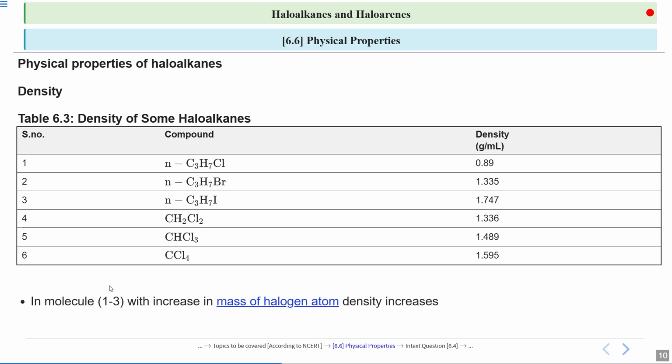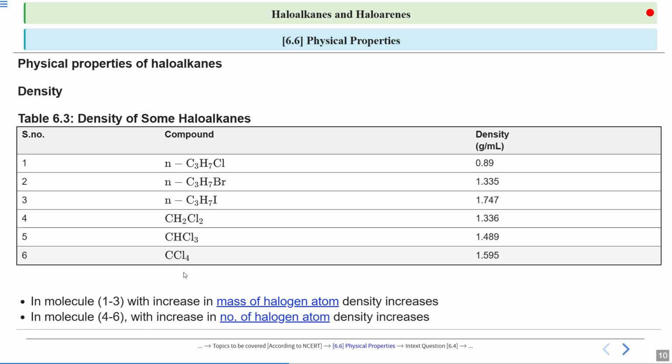In molecules 1 to 3, the first 3 molecules, with the increase in the mass of the halogen atom from chlorine, bromine to iodine, the density is increasing from 0.89 to 1.747, right? And in molecules 4 to 6, the last 3 molecules given in the compound column, with the increase in the number of halogen atoms attached to your molecule, the density is also increasing from 1.336 to 1.595, right? So this is what this table is predicting.